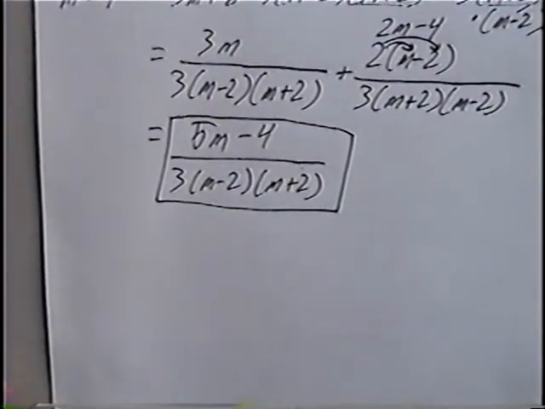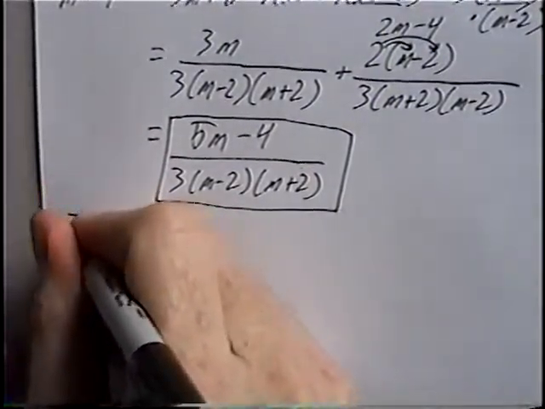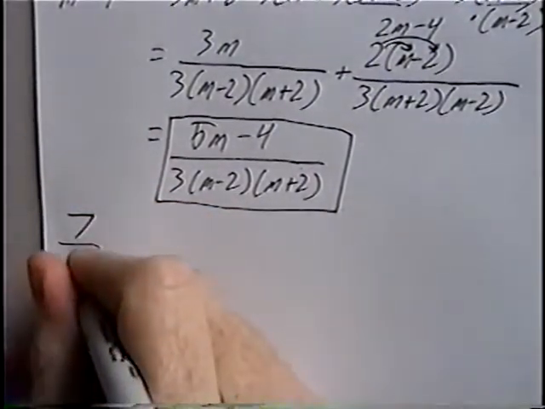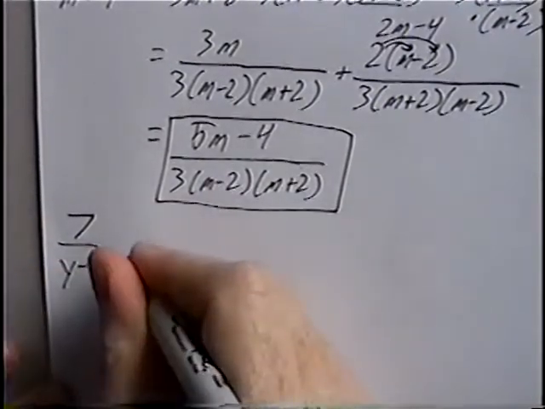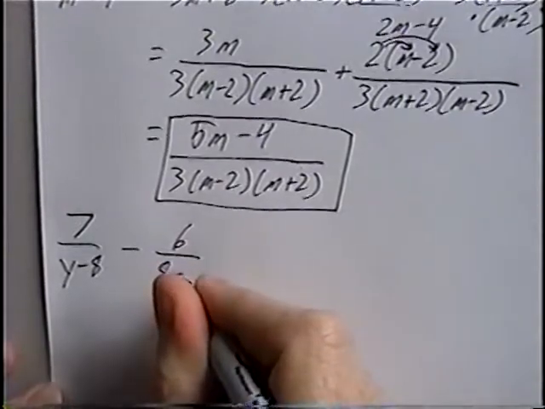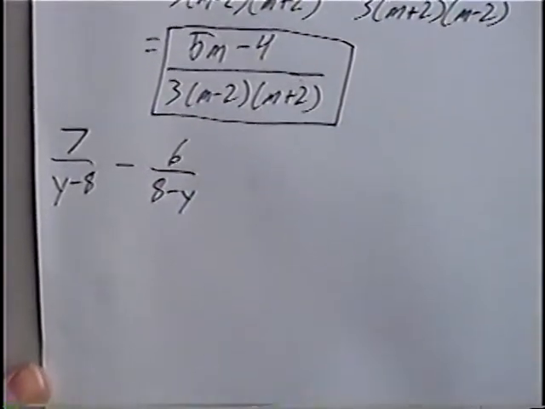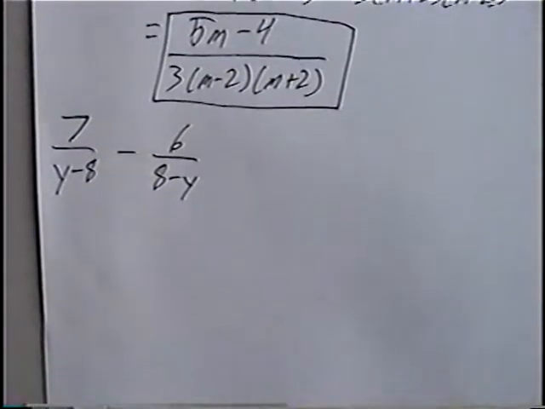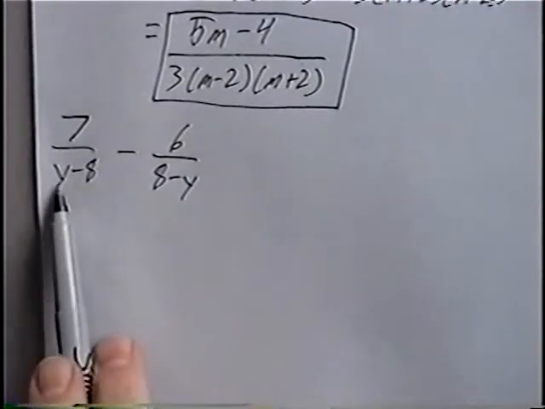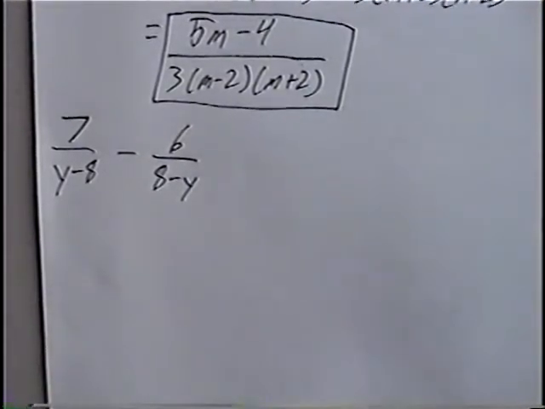Our second question is 7 over y minus 8 minus 6 over 8 minus y. In this question, both denominators look similar, but they're off by a negative sign. We have y and negative y. We have negative 8 and positive 8.